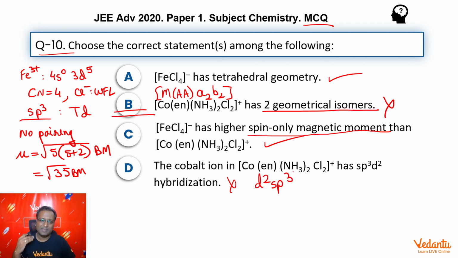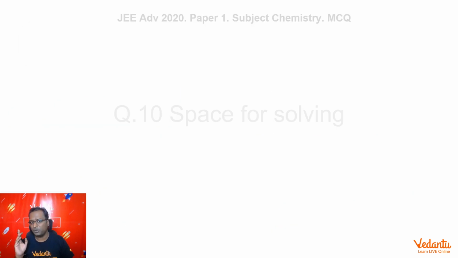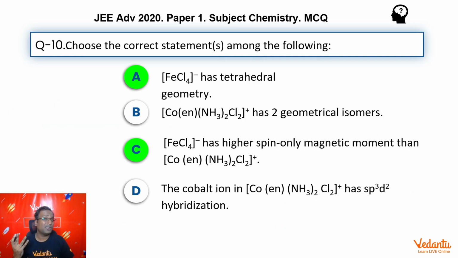Right? So a simple question from coordination compounds, not difficult, but you have to be careful for the trap here that you had 4 coordinations as SFL and 2 as WFL. So you have to decide what is to be done. Hence the answer here, guys, is A and C.